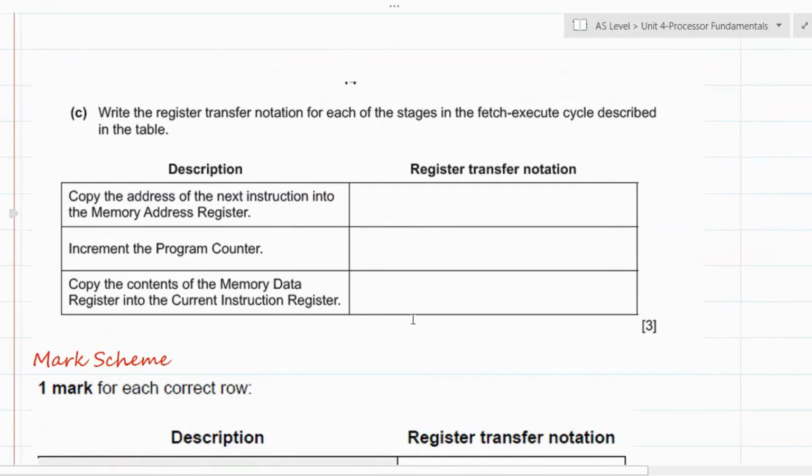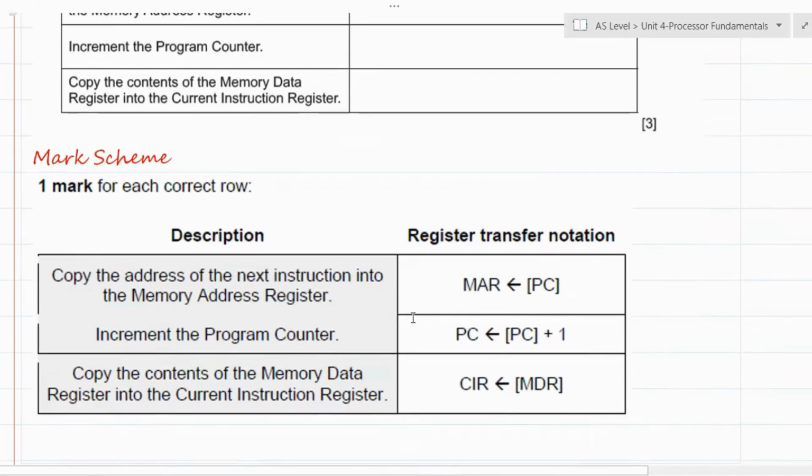So pause the video, write your answer, and then match it with the marking scheme. I'm just showing you the marking scheme. So that's the marking scheme. If you get all correct, give yourself 3 marks.